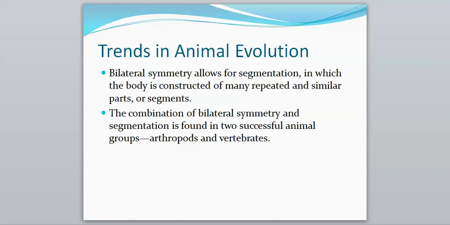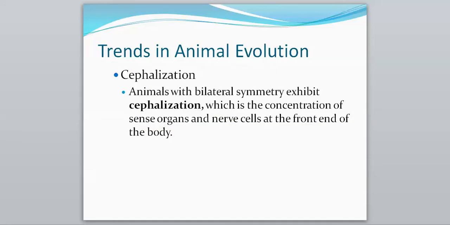Then bilateral symmetry also allows for segmentation, in which the body is constructed of many repeated and similar parts or segments. And the combination of bilateral symmetry and segmentation is found in two successful animal groups, arthropods and vertebrates. So arthropods are going to be our only invertebrates that have bilateral symmetry, and then all vertebrates will show bilateral symmetry. So arthropods, we'll get into those more, but those consist of things like insects, lobsters, crabs, things like that.